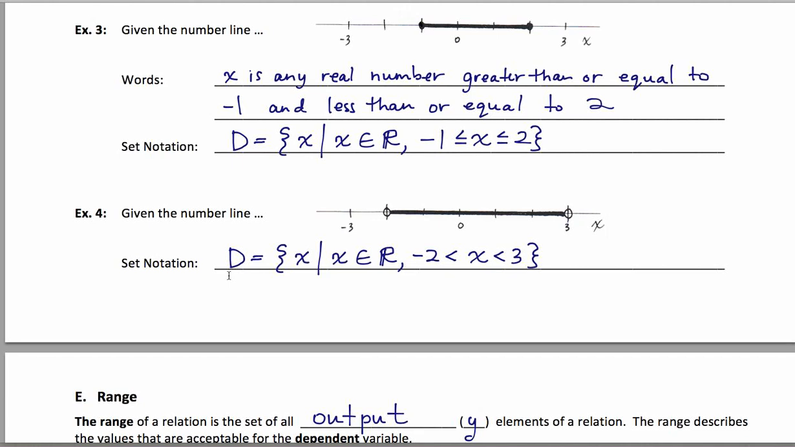So when setting up our domain, the domain is the set of all x values such that x is an element of the real numbers where -2 is less than x, which is less than 3. Notice I don't get to say less than or equal. The or equal is only reserved for times when that circle is filled in, so we could actually be that value. So notice the difference here, notice that change.